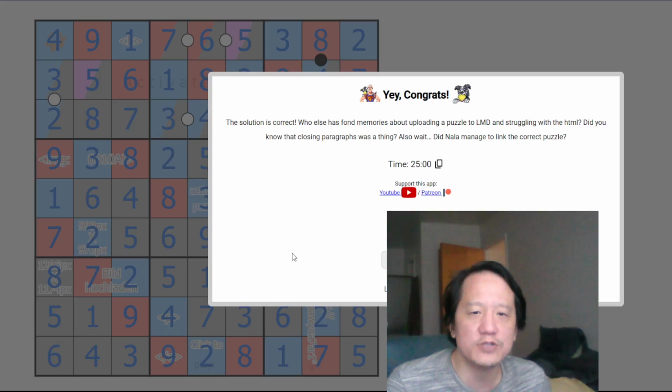Who else has fond memories about uploading a puzzle to LMD and struggling with HTML? Did you know that closing paragraphs was a thing? Also, wait. Yes, I did know that. Did Nala manage to link the correct puzzle?